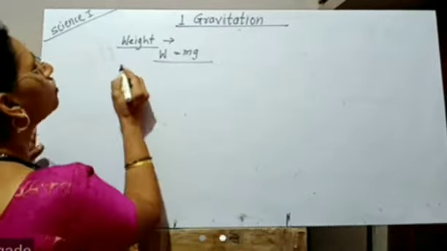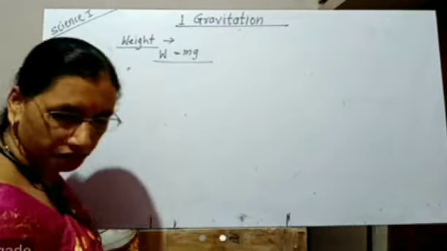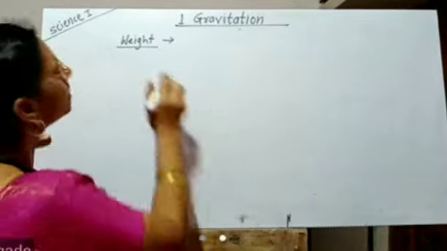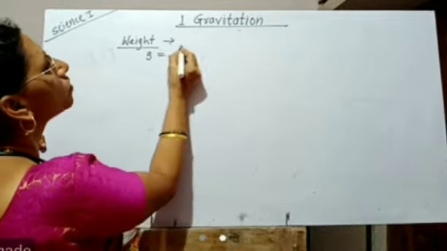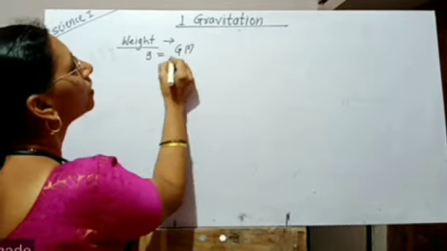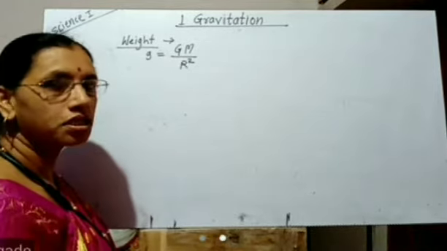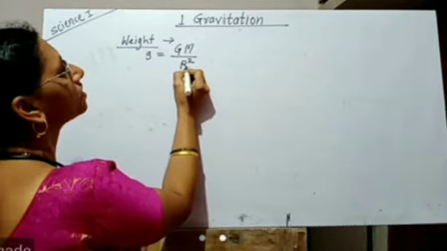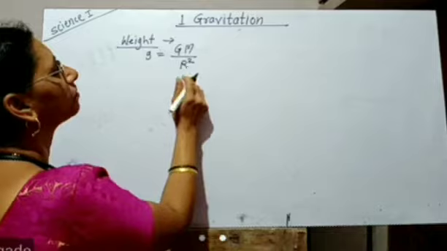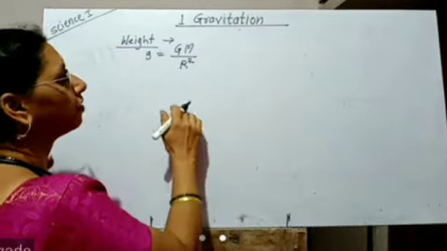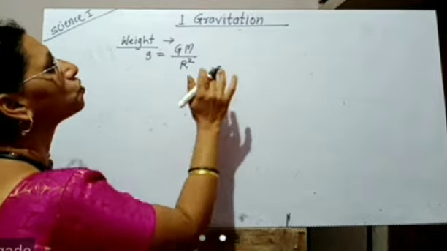We know the value of g. The formula for small g is g is equal to GM divided by r square. Now the distance r is the distance of the object from the center of the earth on the surface, but we are at a distance 2r.